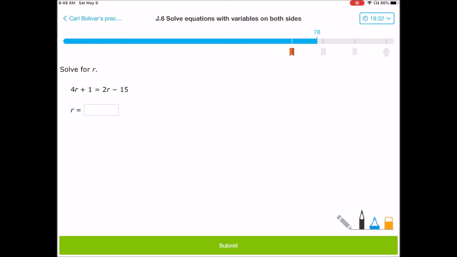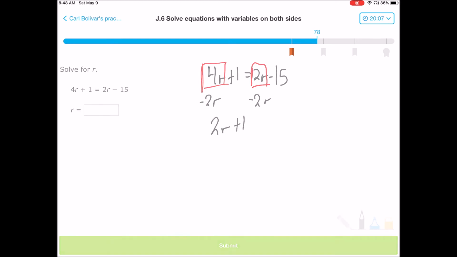So, for r, let's first write it out. 4r plus 1 is equal to 2r minus 15. Now what we're trying to do is take this variable and combine it with this variable. But how are we going to do that? We're going to do that the exact same way we transfer one number to the other side. So if we have a positive 2r, we will subtract 2r instead. It's the opposite, so we will subtract 2r from each side. And what we're left with is 2r plus 1 is equal to negative 15.